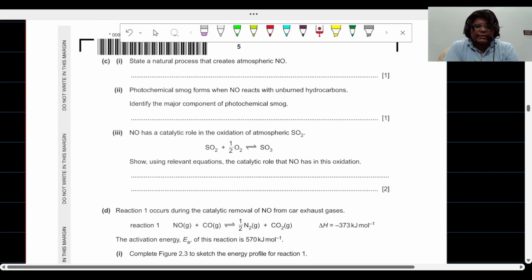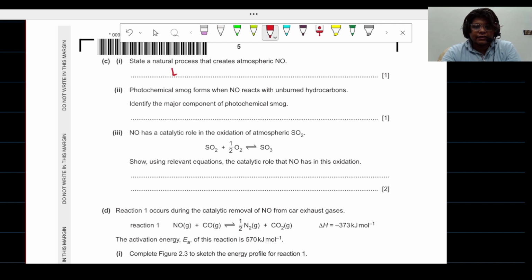Then in part C it says state a natural process that creates atmospheric NO. That would be lightning activity. Whenever we have lightning activity, the lightning provides the high activation energy to break the bond between the nitrogen molecule, which is a triple bond, and then nitrogen reacts with the oxygen in the atmosphere.